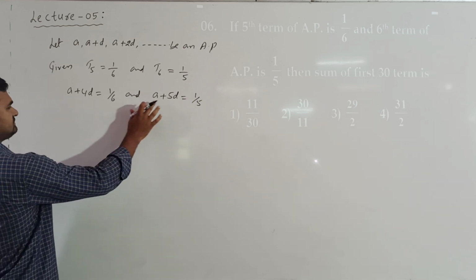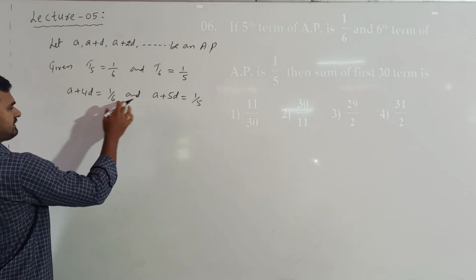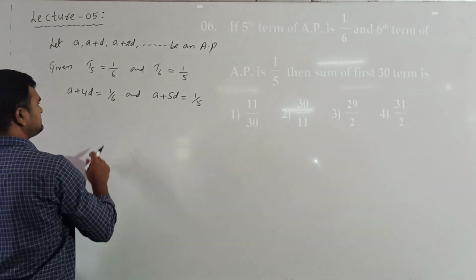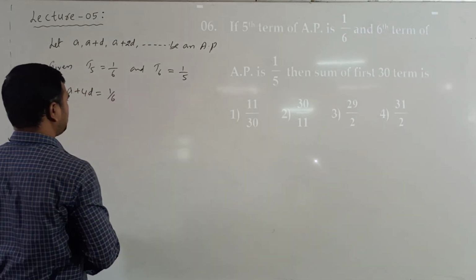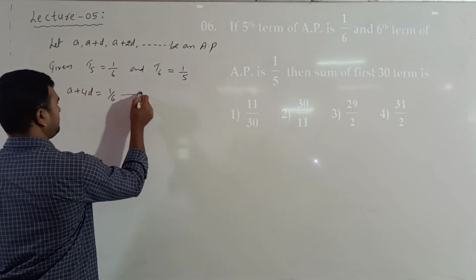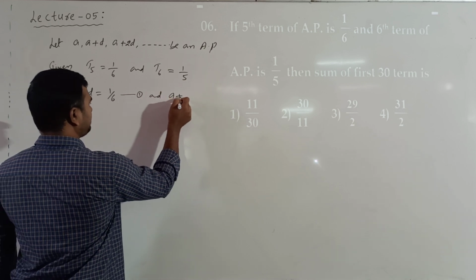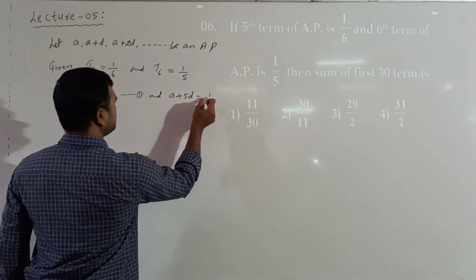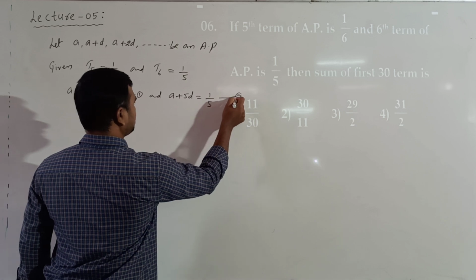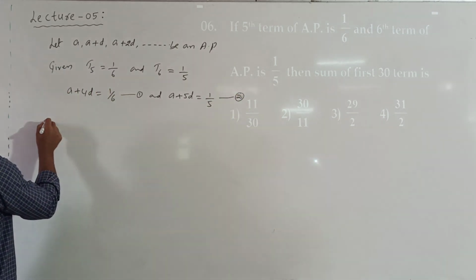Now solving these two, let us subtract. So this is the first equation, a plus 4d is 1 by 6, and a plus 5d is 1 by 5. This is the second equation. So I'll take 2 minus 1.